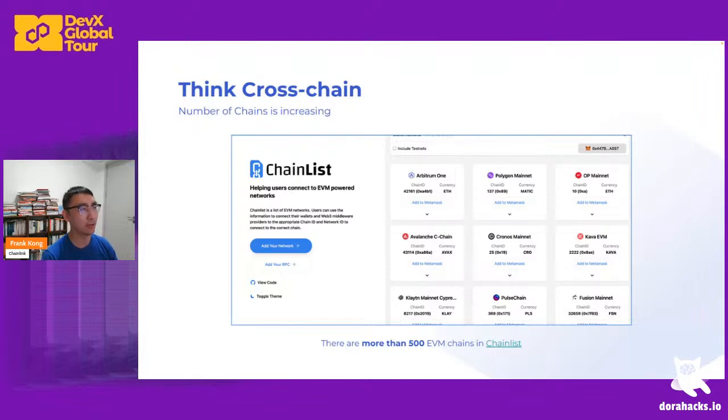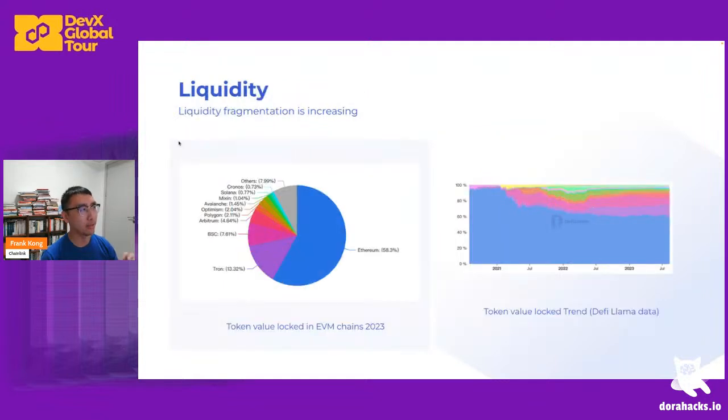No one can give a total number of the chains. So the number of the chains is increasing. Maybe we will have the interoperability environment in the future and consider it as a necessity when we build our project. And fact number 2 is that the liquidity fragmentation is increasing.